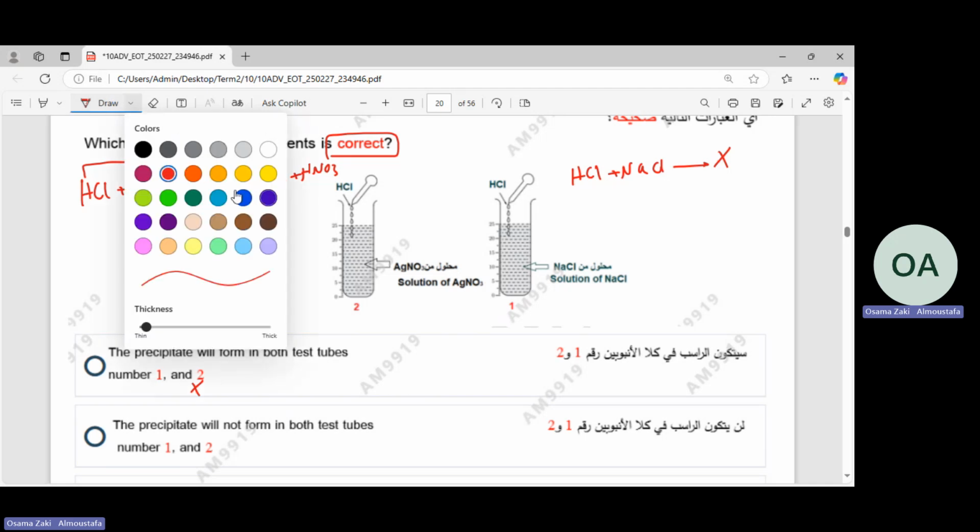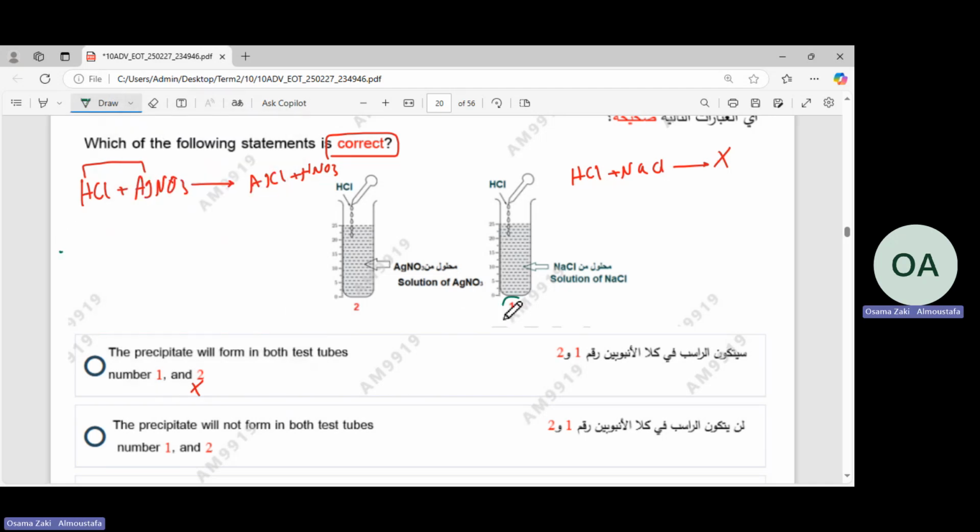Just be careful. Look, we have here 1 and 2. So 2 is correct. 1 will not produce a chemical reaction. They said here, precipitate forms in both test tubes, 1 and 2. In 1, no, there is no chemical reaction. It will not form in both of them. No, it will form in what? In the second one. So this is not correct.